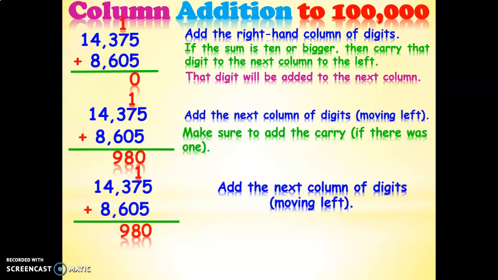The next thing we have to do is to keep on adding the next column of digits moving left. So again, 5 plus 5 is 10, 0, put 1 on top of the next column. 1, 7, 0 is 8. 3 plus 6 is 9. Now we have 4 plus 8.